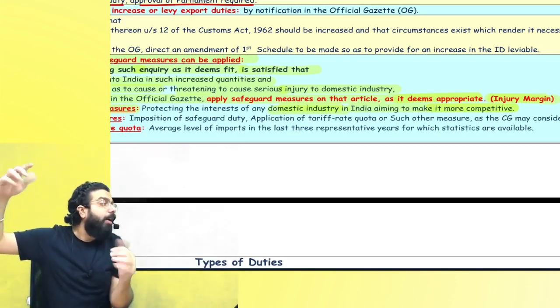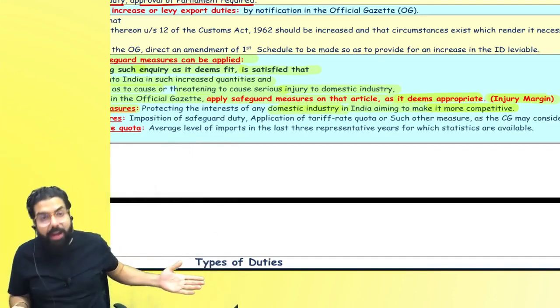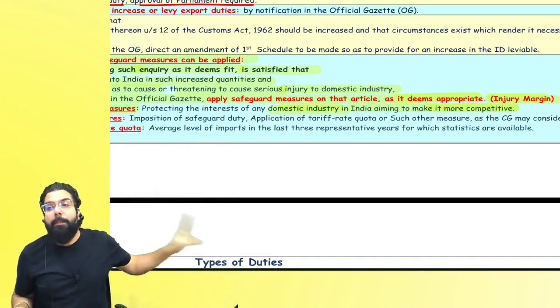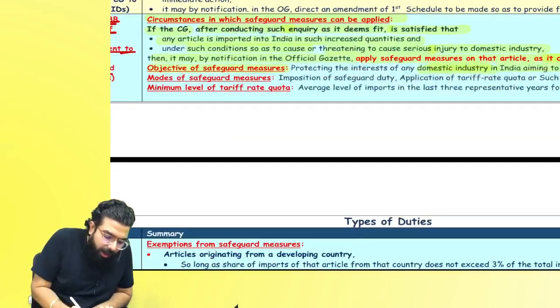Government asked why? Because, sir, we are not competitive. We don't have good machinery. So government will give you some time to become more competitive by going ahead and implementing safeguard measures on the imported goods. Right, everyone?